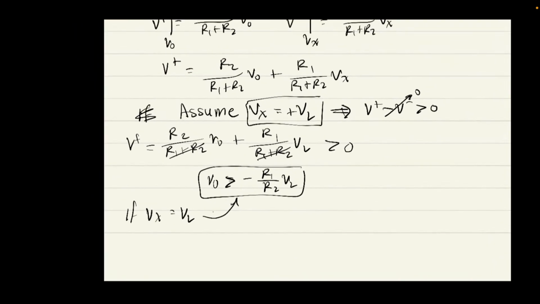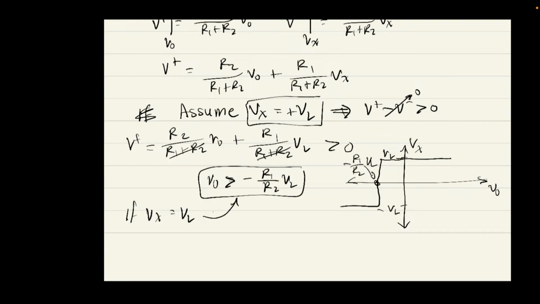So we draw our input, which is VO. Don't get confused by the VO, that's the input, right? And Vx, which is the output. So we're saying right now our system is at VL, and it will continue to remain at VL until it crosses that threshold, which is negative R1 on R2 times VL. So it's like this. Any questions so far?